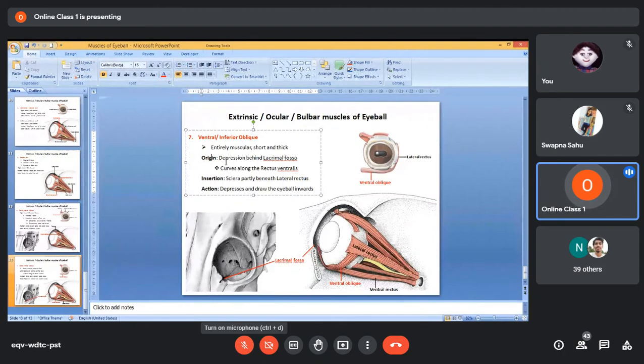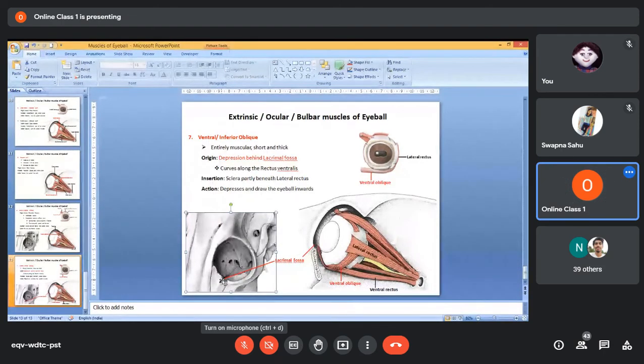So the origin of this ventral oblique muscle, if you see, it is in a depression behind the lacrimal fossa. Again, you see in this skull image, this is the lacrimal fossa I told you. At the base of the lacrimal fossa, there will be one foramen. The part of the lacrimal fossa just behind that foramen is the posterior opening of the nasolacrimal duct. Behind the posterior opening of the nasolacrimal duct, that area will give rise to the ventral oblique muscle. So you remember the ventral oblique muscle will arise from the point just behind the lacrimal fossa.